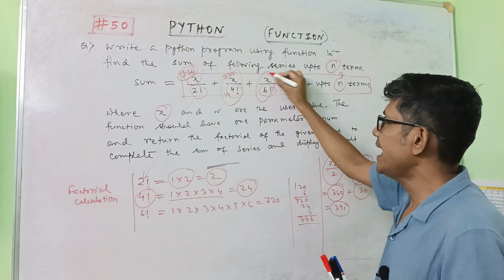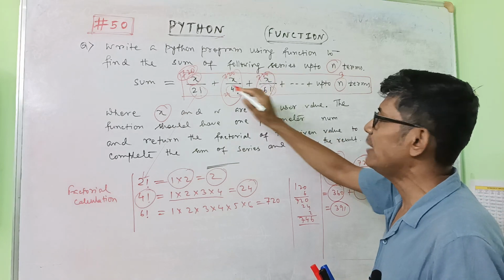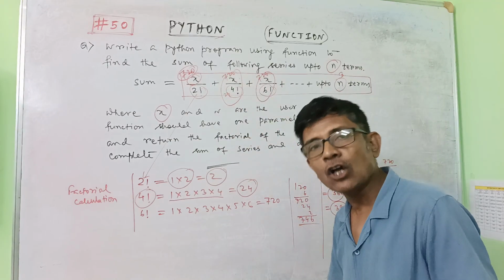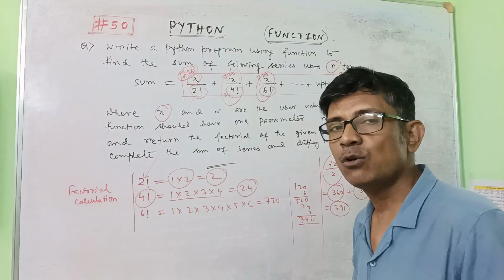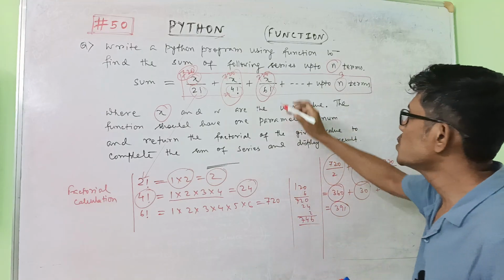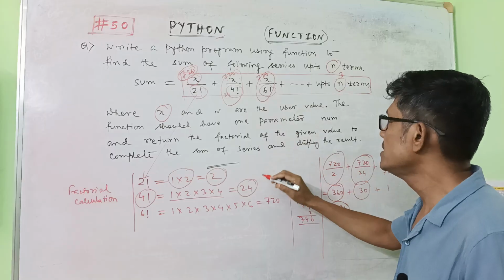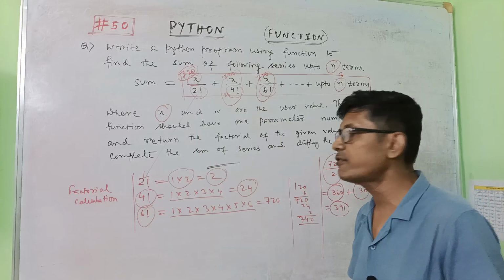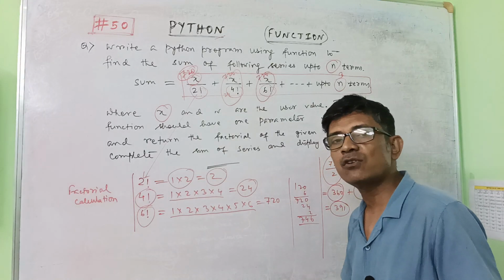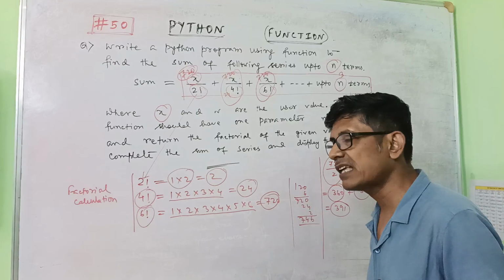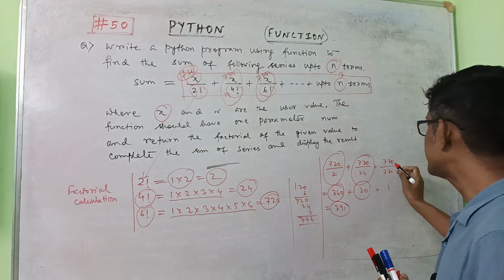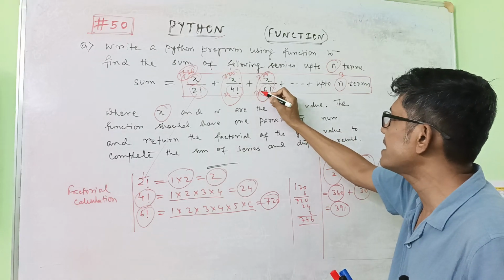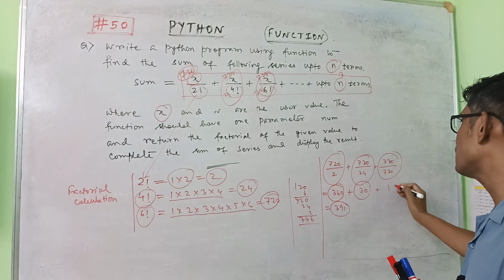Then the third one: x is again 720, the value of x we are taking from the user. That value is constant for all the terms. You can take some other value and it will be calculated accordingly. So 720 by 6 factorial. Factorial means you have to multiply all the numbers 1 to 6, so 720. The value of x is 720 and 6 factorial is 720, so after cancellation the result is 1.